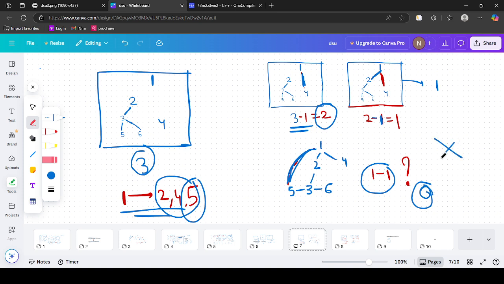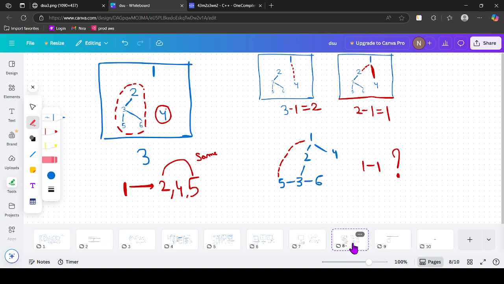Is this really true? It does not make sense, because after connecting all, everything is connected, so the answer should be 1. But why is it 0? What is the mistake that we have made? For 1 we have 2, 4, 5, right? For 1 the new edges that we have to add are 2, 4, 5. But if we observe this, 2, 5 are already in the same connected component, and similarly 4 is another connected component. So 2 and 5 are the same. Indirectly they are the same, right? Because they are in the same connected component.